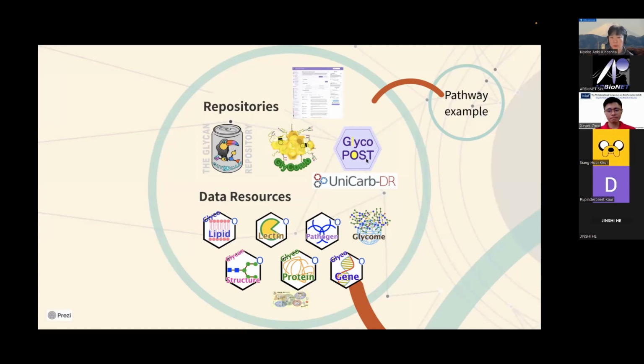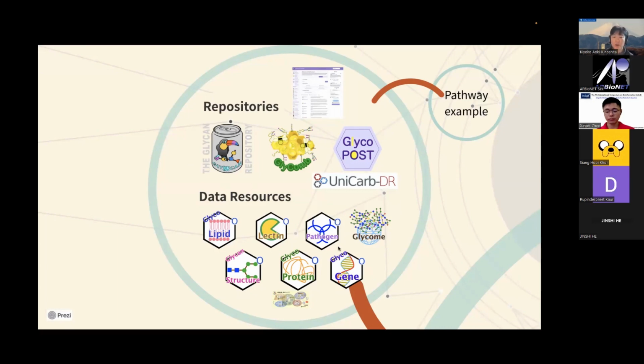The current technology for sequencing glycans is mass spectrometry. There's NMR as well, but mass spectrometry is the most high throughput at this point. So we have repositories to upload glycomics and glycoproteomics data to, so that people can publish their data but also get accession numbers. GlycoPOST and UniCarb-DR help to facilitate that. But this is for people who are already studying glycans.